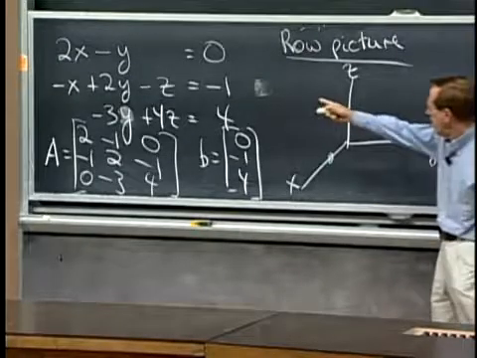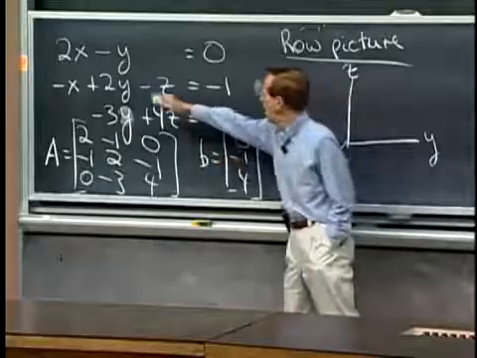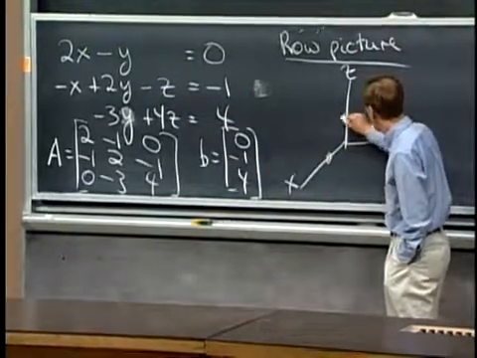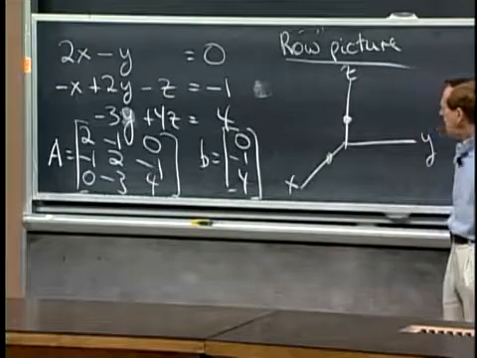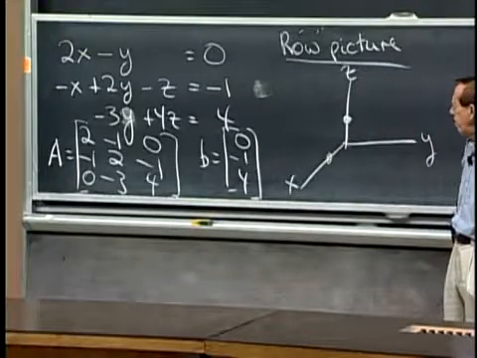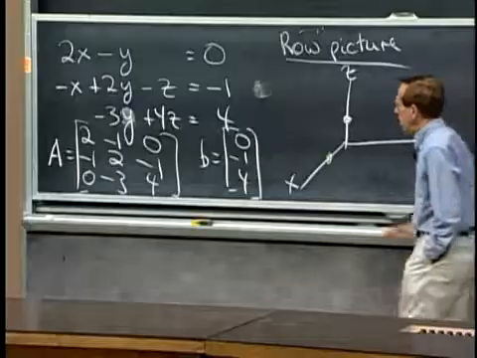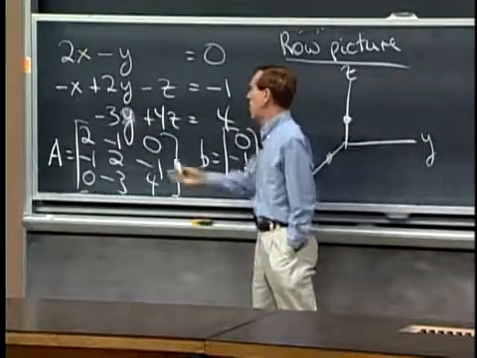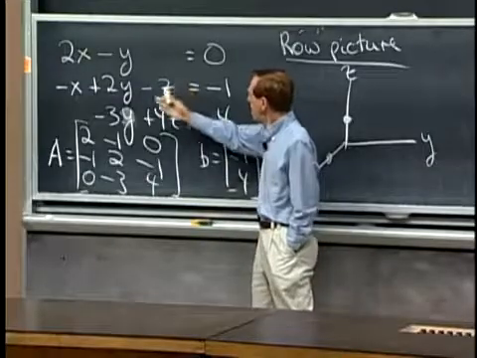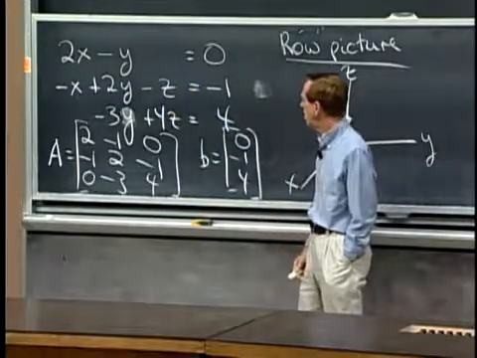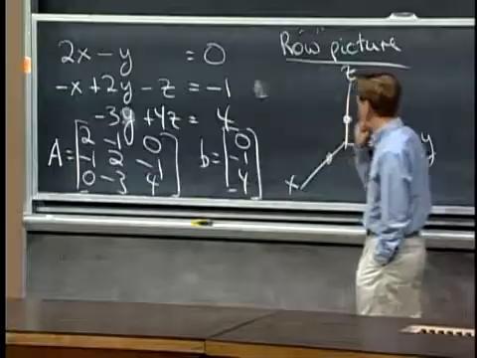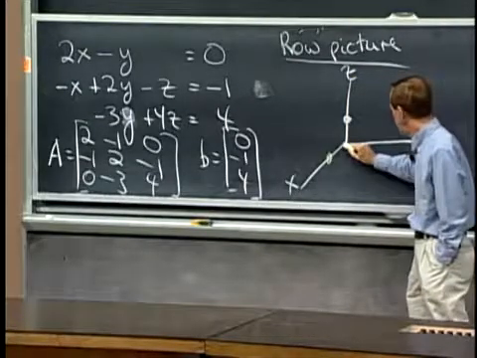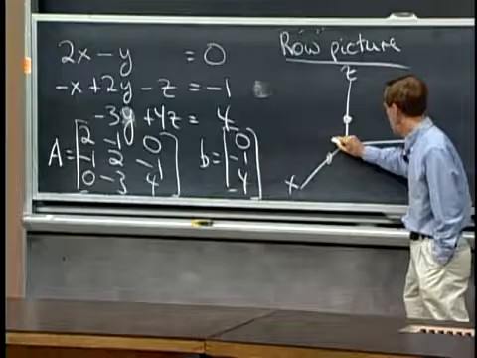Let's see. Also, I guess if z is 1, x and y could be 0, so that would just go straight up that axis. And probably I want a third point here. Let me take x to be 0, z to be 0. Then y would be minus a half, right? So there's a third point somewhere.